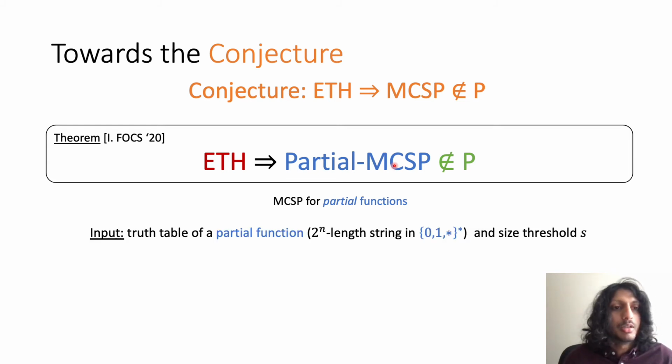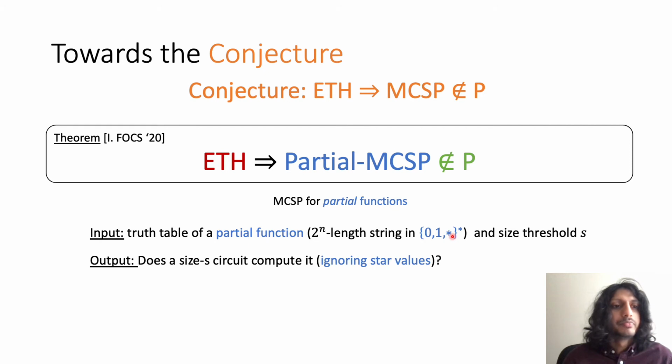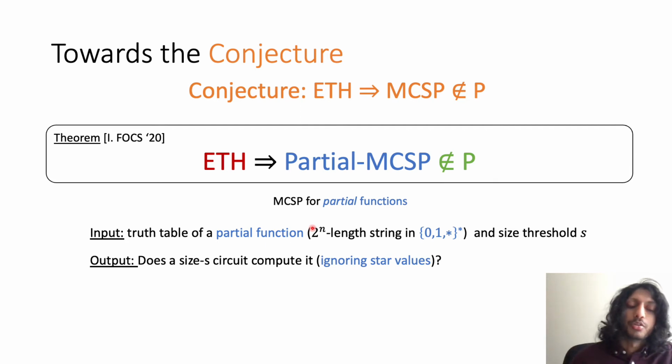In particular, the input is now the truth table of a partial function, and this is still a length 2^n string, except now the values in that string are 0, 1, and star. So now the function is allowed to evaluate to star. That basically means you don't care about that input, and some size threshold s. And then the output is: does a size s circuit compute that function when you ignore the star values?